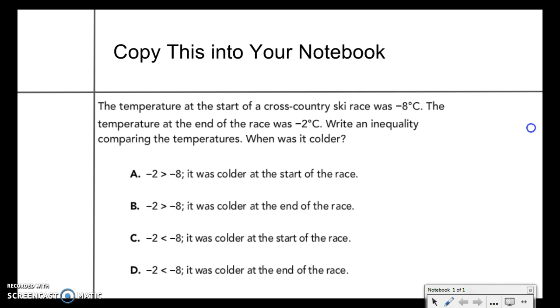You have to figure out when it was colder. So you don't have to write down all A through D, you just have to write down which one was correct. You do also have to copy the entire scenario down. So copy down this, and then copy down your answer, okay? When you figure out what the answer is, have a teacher come by and check it to make sure you got it right.